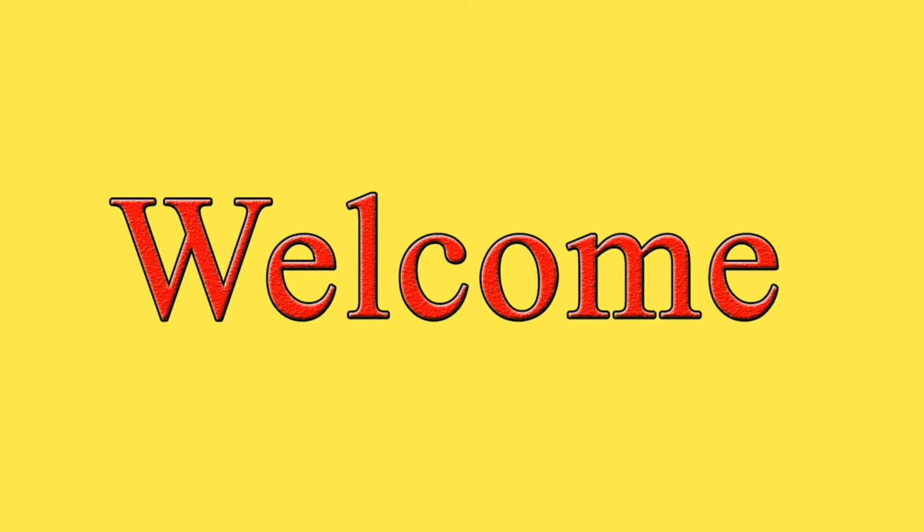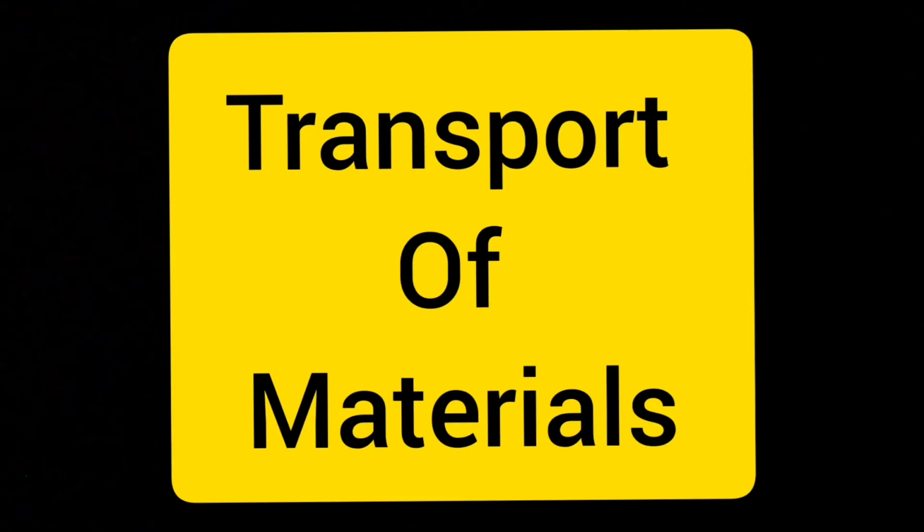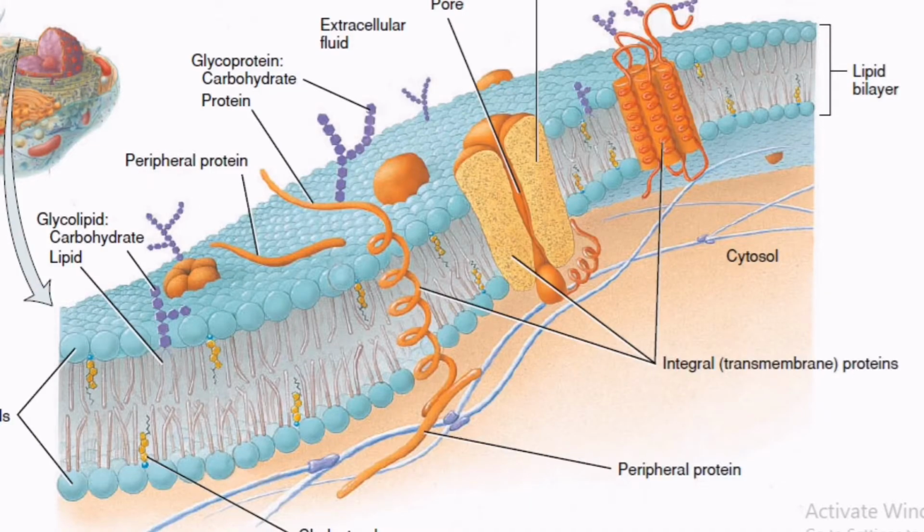Today we are discussing the transport of materials across the plasma membrane. We know that the plasma membrane is a bilipid layer containing some proteins. So the materials are transported across this membrane in different ways.